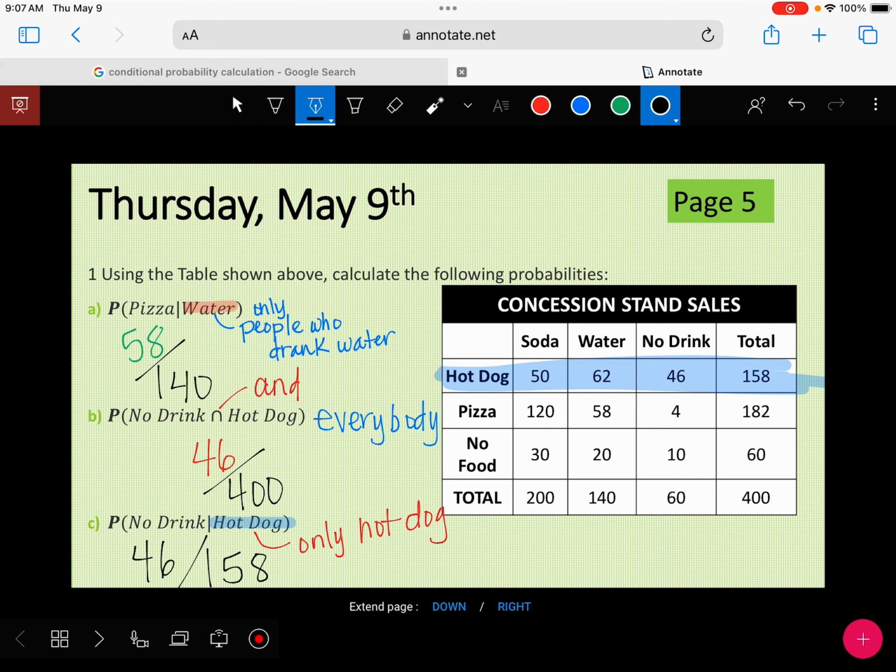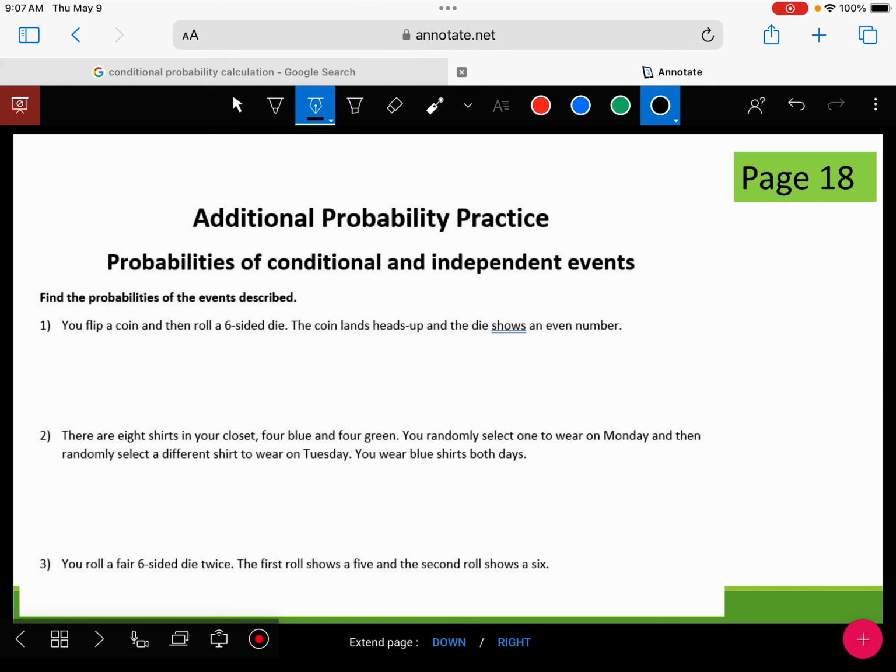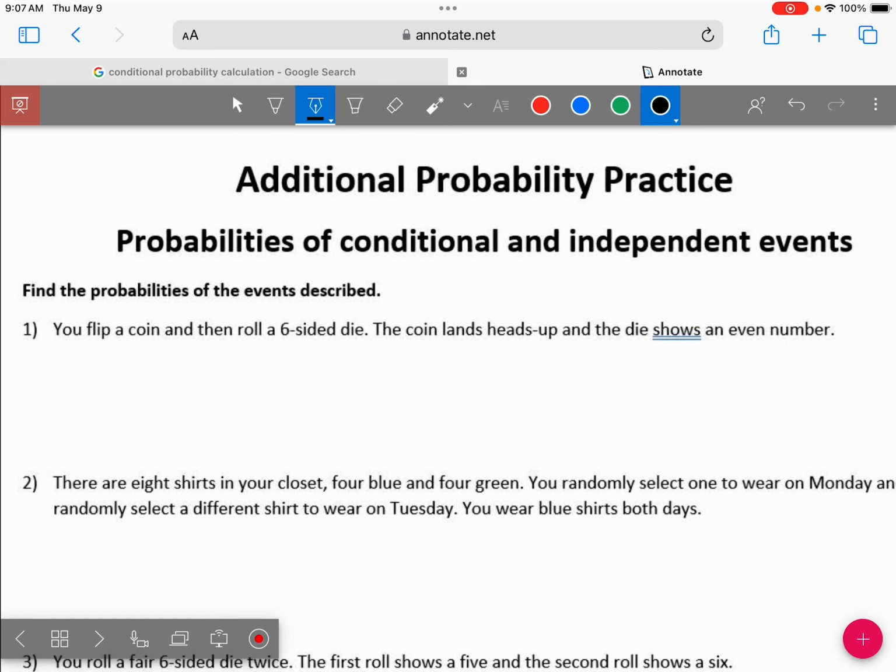All right, let's finish out our notes. We're going to do just a few of these questions, and then we're going to go through the skills check we took last week. So go to page 18, which is the back page, I believe. Is the back page blank? Yeah, okay. All right, so now we have to figure out these independent events.